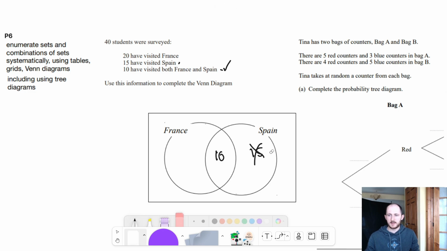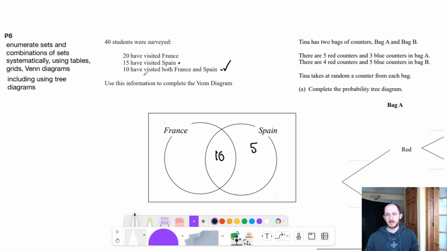Okay? Because think about it, right? 15 people have visited Spain. That includes the 10 people who have visited France and Spain. So everything in this circle should add up to 15. So this should be 5. 5 people have visited only Spain. 10 have visited France and Spain. So that gives me 15 people have visited Spain in total.